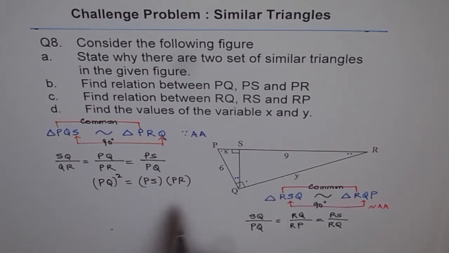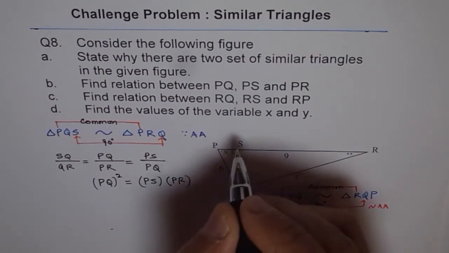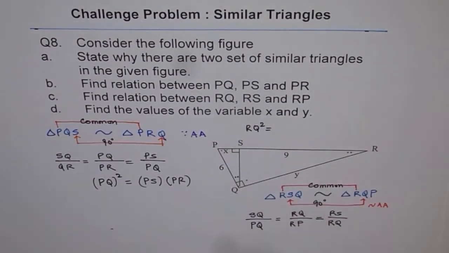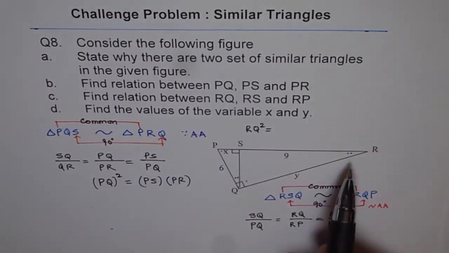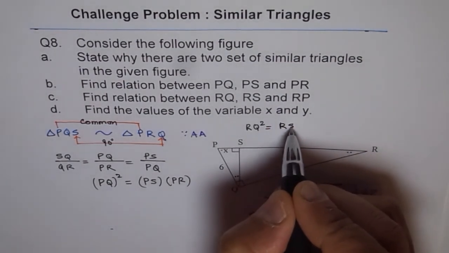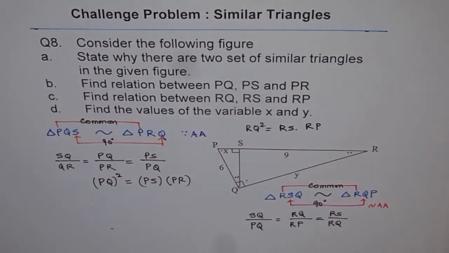And let me write down this relation right on the top for you, right? So what we get here is RQ square. Let me write down here. RQ square, that means this side, is equal to the product of RS and RP. Do you see? It's the product of RS and RP. So that is an interesting relation which we get, correct, for these triangles.